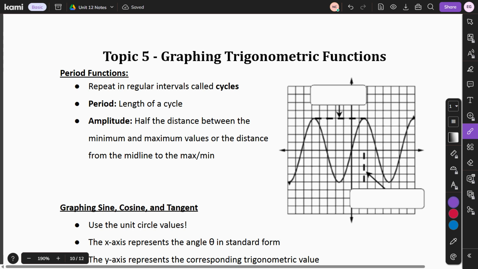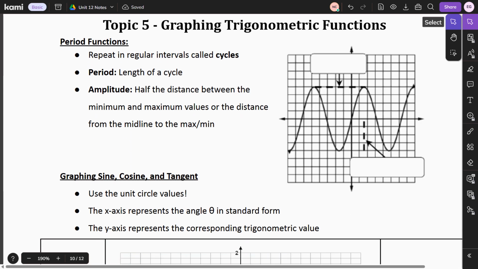All right, everybody, this is going to be a video over how to graph trig functions. We're going to focus on sine, cosine, and tangent. So let's start off with some vocabulary here.